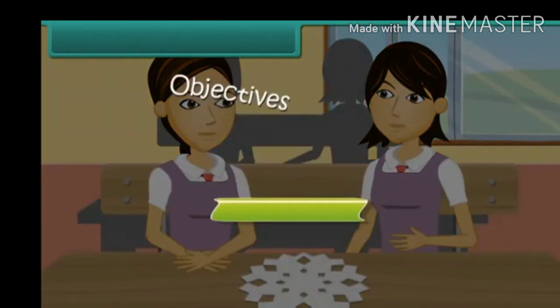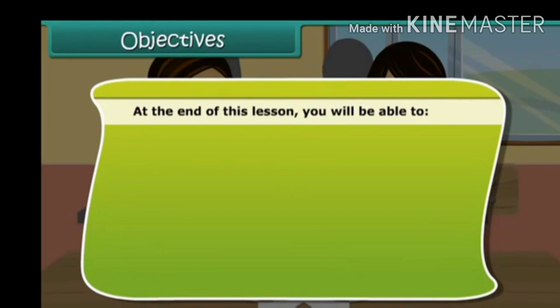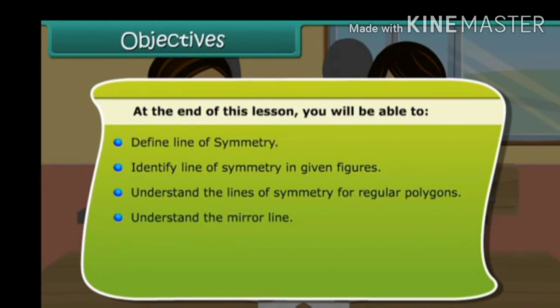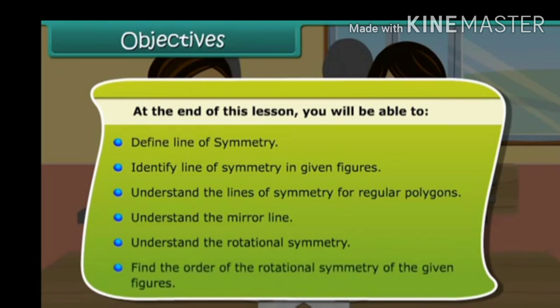Objectives. At the end of this lesson, you will be able to define line of symmetry, identify line of symmetry in given figures, understand the lines of symmetry for regular polygons, understand the mirror line, understand the rotational symmetry, and find the order of the rotational symmetry of the given figures.